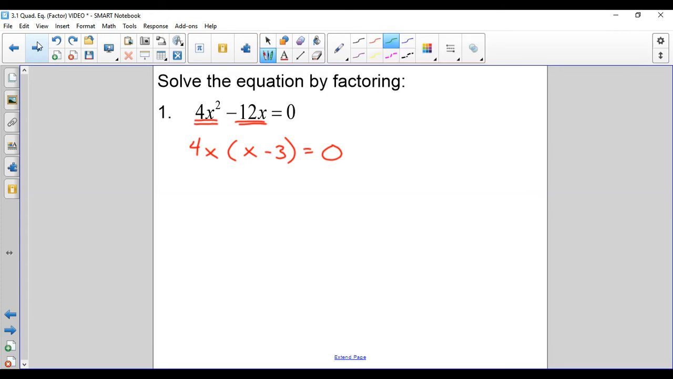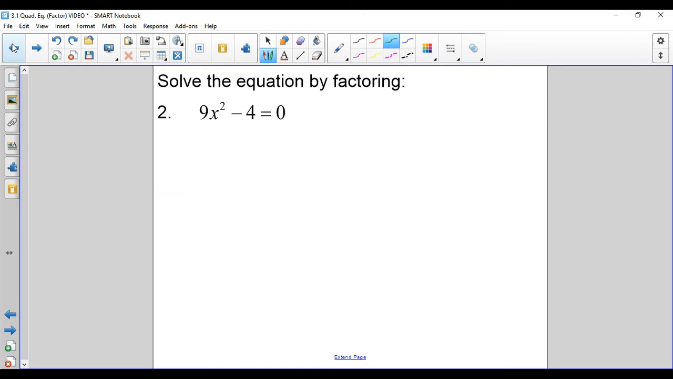Now we pull out our solutions. We're pretty much done. 4 times what makes that 0? Well, it's 0. You plug in 0 to make it 0. What would you plug in to this one to make it 0? You plug in a positive 3. So your two solutions are 0 and 3. If I'm asking you to solve by factoring, I need to see both steps here. The one step, the factored step, and the solution. That's what I need to see.